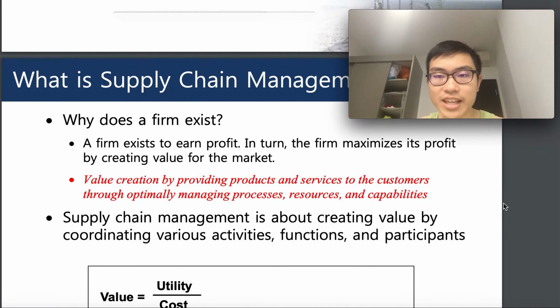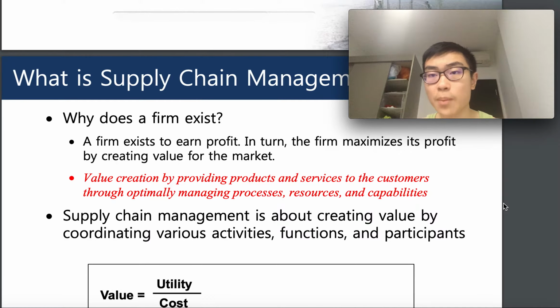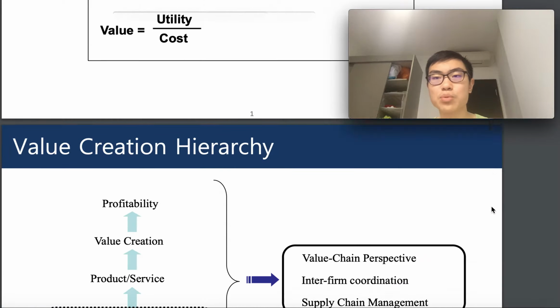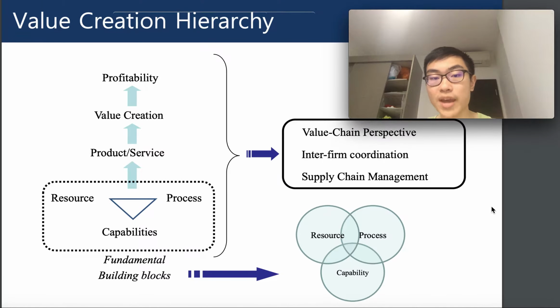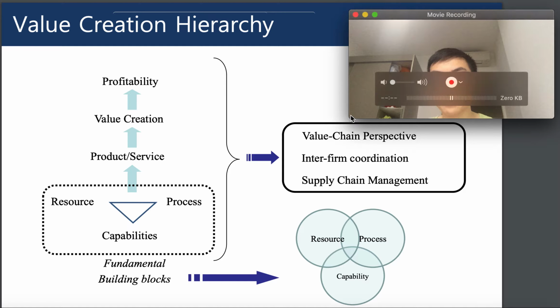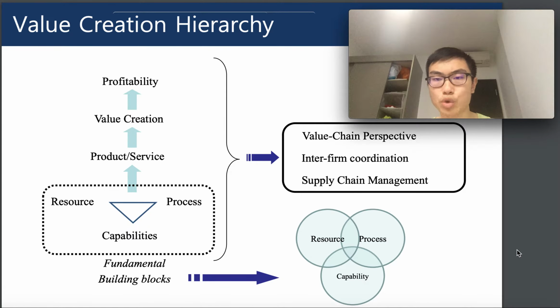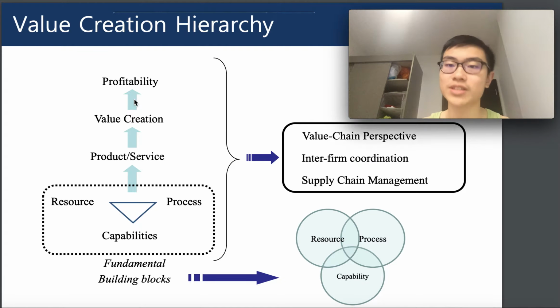In the definition just now, we mentioned that value creation is done by management of process, resource, and capabilities. Actually, process, resource, and capability are the three fundamental building blocks of supply chain management. So it's really important to be able to assemble these three to be used for value creation. After we input and assemble these three fundamental building blocks, we come up with our developed product or service, and then we publish them and sell them to the market. We try to create value, and in the end, our goal is to make profits.